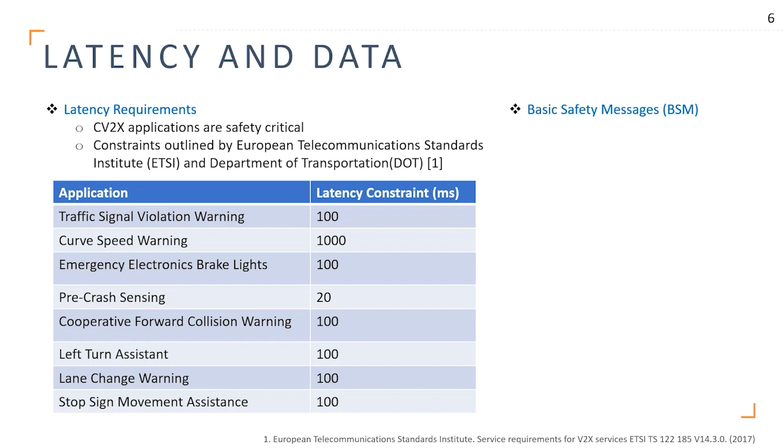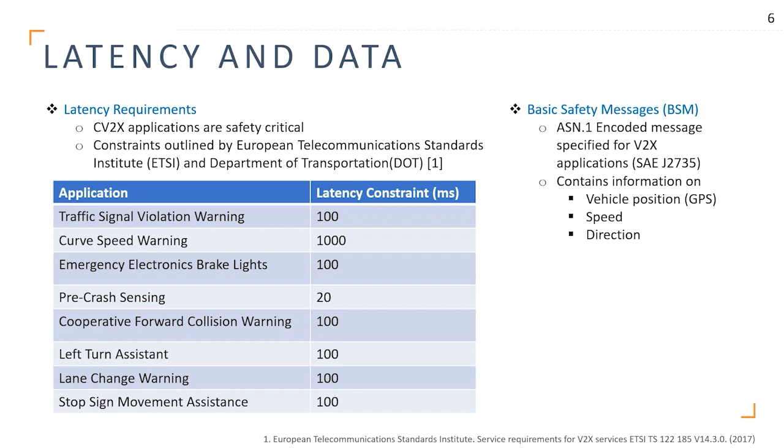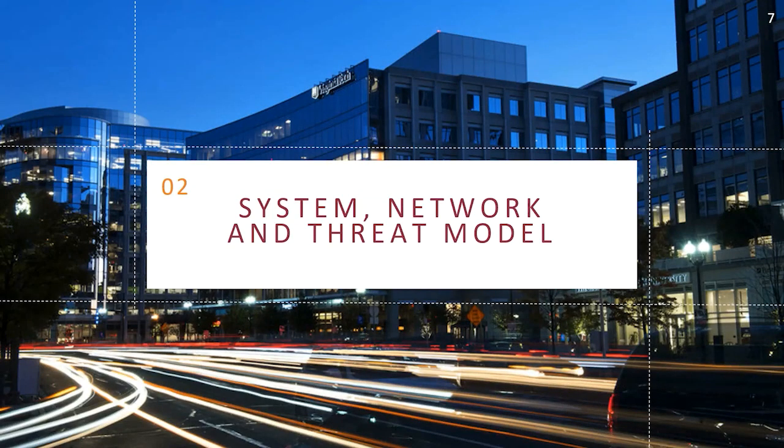Now to understand what is exactly exchanged between vehicles, we have a look at basic safety messages or BSMs. These are ASN1 encoded messages specified in the SAE J2735 specification for V2X applications. For our work, instead of using different messages for different applications as in the table, we use the standard BSM that carries the vital information of the considered vehicles. The BSMs in our case contain information about the vehicle's position, its speed and direction, and a few other parameters. Now let us see the user and system, the network configurations, and the threat model for our work.